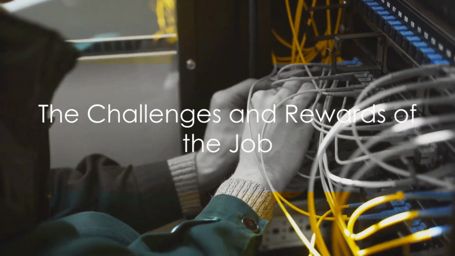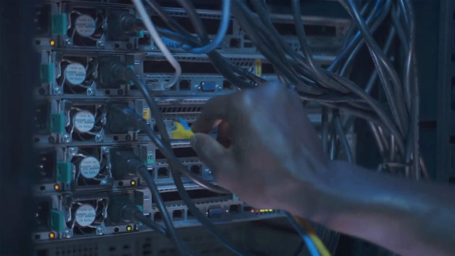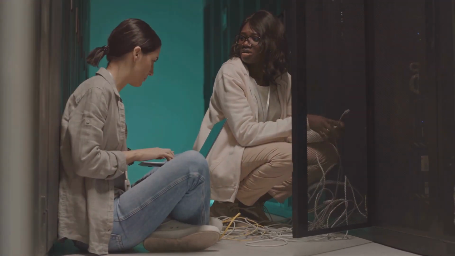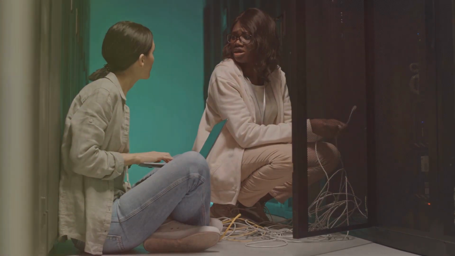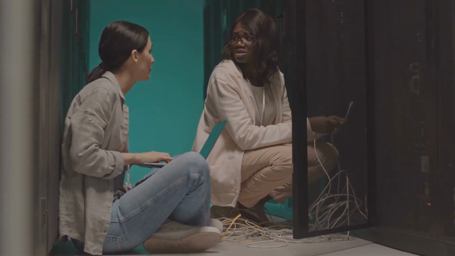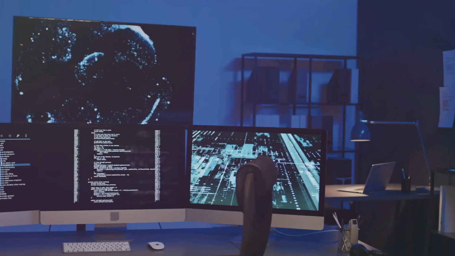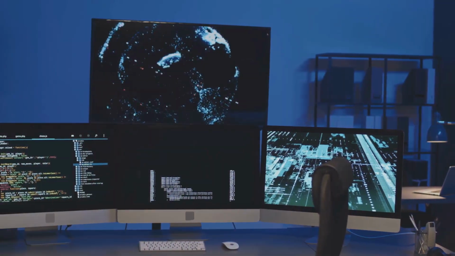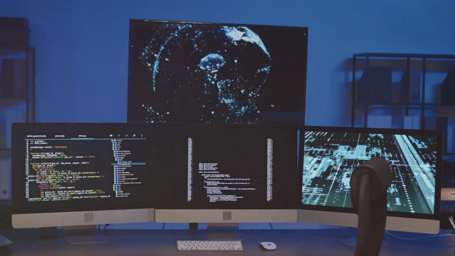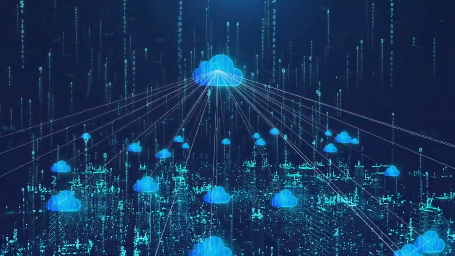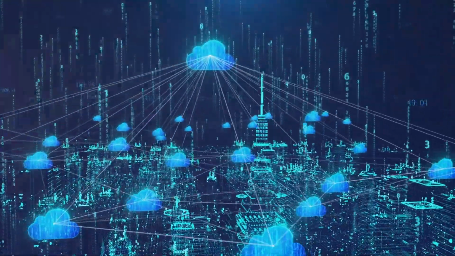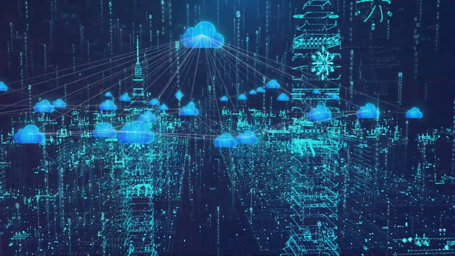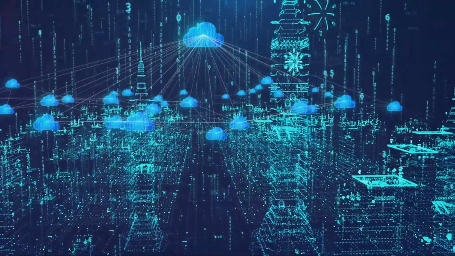Like any job, being a network infrastructure specialist comes with its own set of challenges and rewards. At the heart of the challenges is dealing with complex network issues. Imagine the intensity of having to resolve problems that disrupt a company's entire operation. It's like being a digital firefighter putting out burning issues that could potentially paralyze a business. Furthermore, the rapid pace of technological changes creates a constant learning curve. It's a race against time to stay updated with the latest advancements from cloud computing to cybersecurity.